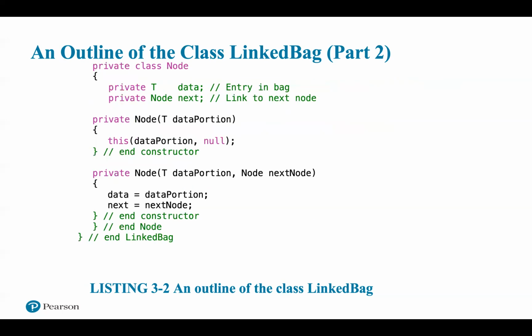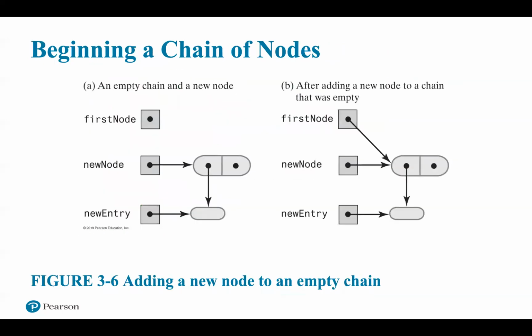So anyway, this is just continuing on. And then here in the figure, we have illustrated two steps. Part A of the figure shows the empty chain and the node created by the first statement. And then part B shows the result of the second statement.